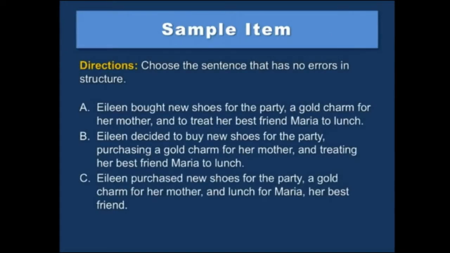A parallelism item on an objective test might look like this. We need to choose the sentence that has no errors in the structure. Is it A, Eileen bought new shoes for the party, a gold charm for her mother, and to treat her best friend Maria to lunch? Is it B, Eileen decided to buy new shoes for the party, purchasing a gold charm for her mother, and treating her best friend Maria to lunch? Is it C, Eileen purchased new shoes for the party, a gold charm for her mother, and lunch for Maria, her best friend?